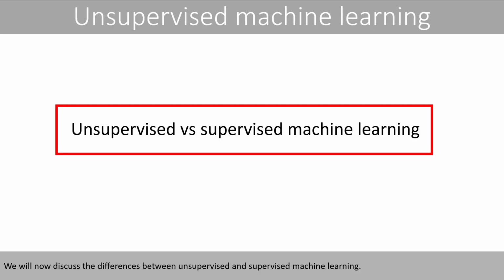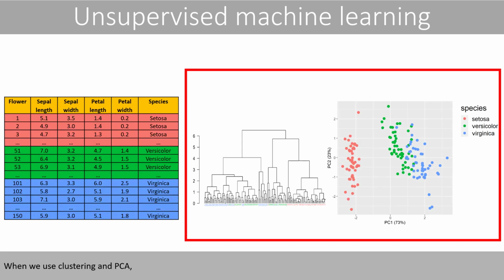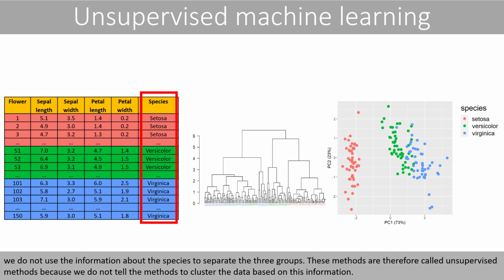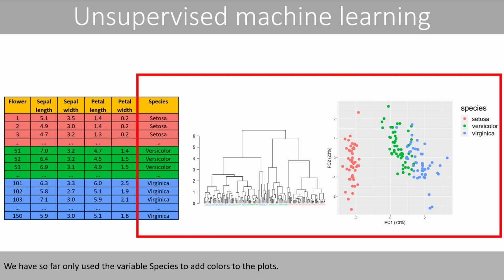We'll now discuss the difference between unsupervised and supervised machine learning. When we use clustering and PCA, we do not use the information about the species to separate the 3 groups. These methods are therefore called unsupervised methods, because we do not tell the methods to cluster the data based on this information. We have so far only used the variable species to add colors to the plots.